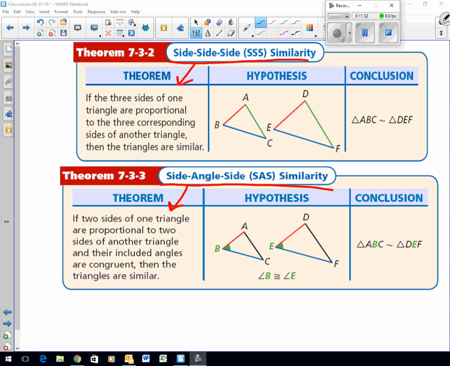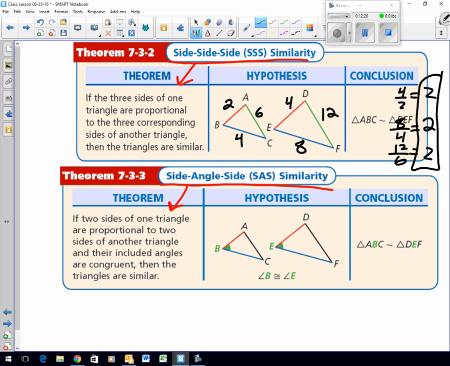Let's flesh this out a little bit. Let's say A to B is 2, B to C is 4, and A to C is 6. Well, if D to E is 4, E to F is 8, and D to F is 12, I have proportionality among those three sides, correct? What is my proportionality here? Cameron, what is 4 over 2? 2. Thank you, Cameron. 8 divided by 4? 2. 12 divided by 6? Don't miss this. 2. Okay? So I have my ratio. I have my proportionality there, right?